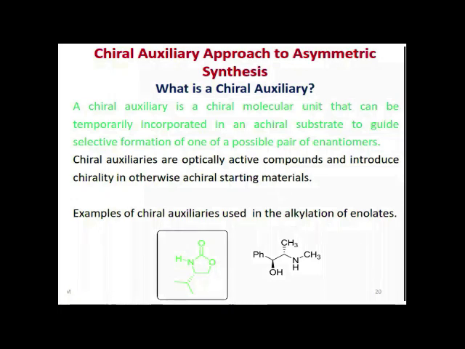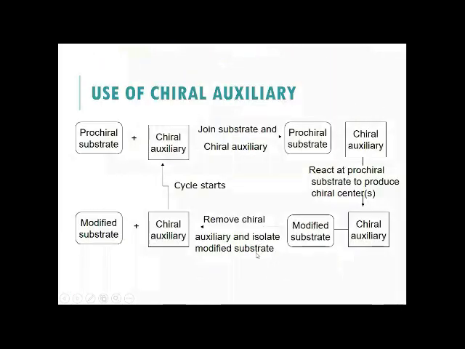Now, what is the use of a chiral auxiliary? A chiral auxiliary itself is chiral in nature. If our substrate or starting material is achiral in nature, the main application of a chiral auxiliary is to produce a chiral center in the achiral substrate, and after that the chiral auxiliary can be removed from the substrate and it can be reused. So it is a basic approach for asymmetric synthesis. These two are examples of chiral auxiliaries generally used for synthesis.